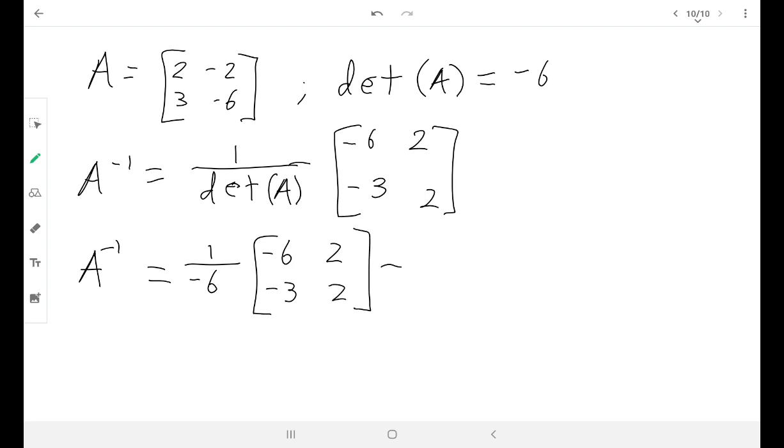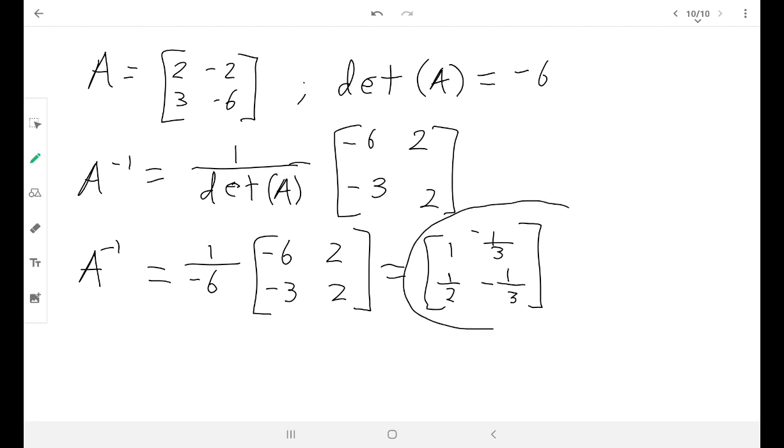I'm going to multiply that -1/6 times each of those elements. I'm going to distribute it as we've done before. So -1/6 times -6 is 1. -1/6 times 2 is -2 over 6, which reduces to -1 over 3. -1/6 times -3 is +3 over 6, which reduces to +1 over 2. And then -1/6 times 2 is -2 over 6, which is again -1 over 3 when we reduce it. So this then is A inverse.